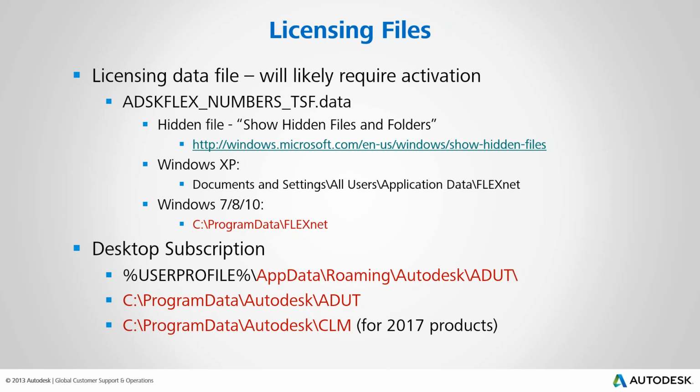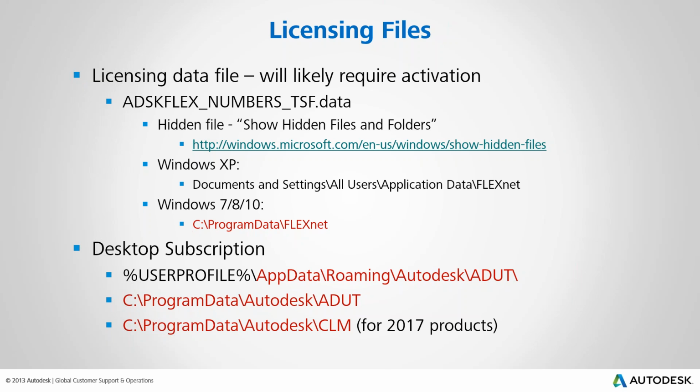And then if you're using one of the newer desktop subscription licenses, there's a couple other places where you need to delete some licensing files as well. There's one that's going to be under the user profile, app data, roaming, Autodesk, ADUT, you can just delete that whole folder. That's just going to contain stuff for Autodesk. So unlike the ADSK Flex files up in that FlexNet folder, this is only Autodesk related stuff. So you can just delete that whole folder if you want to. And then there's a similar one that's under C, Program Data, Autodesk, another ADUT folder there that you can delete.